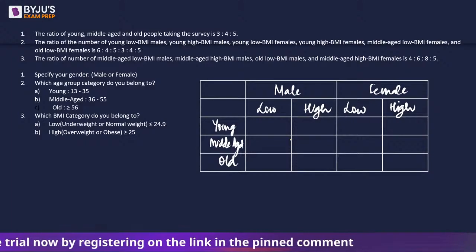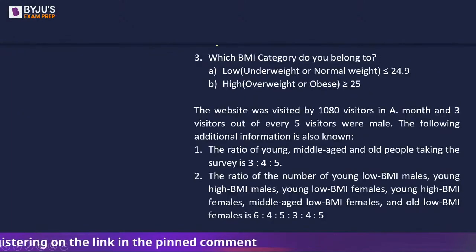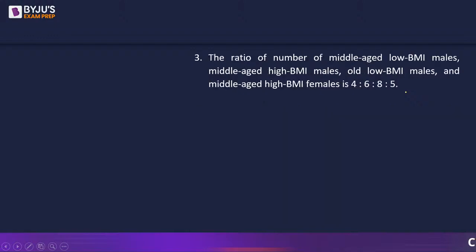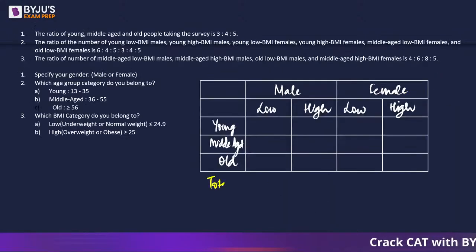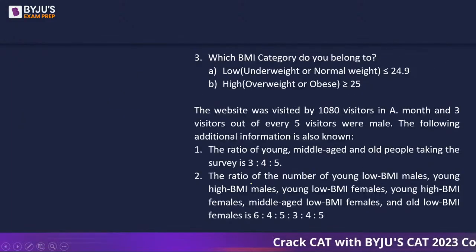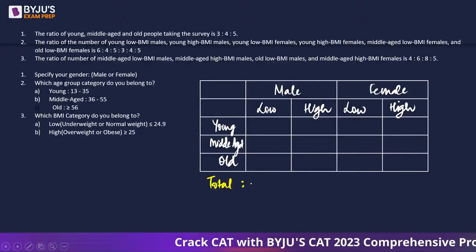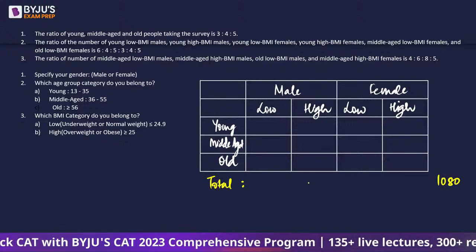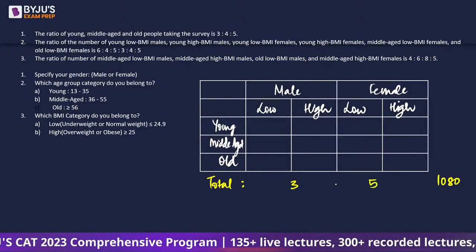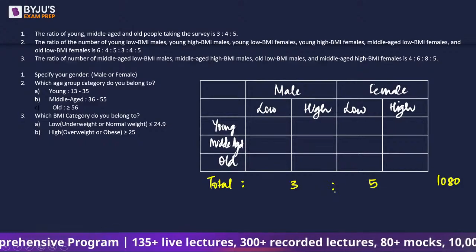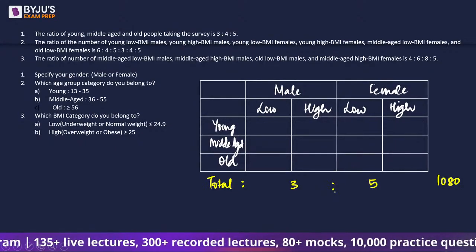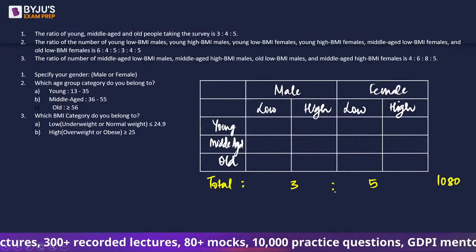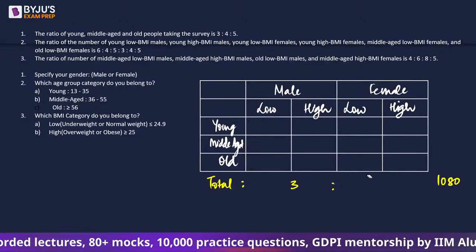Okay. Now, what else was given to us? That there are 1080 visitors in a month, and 3 visitors out of every 5 visitors were male. So the total number of male were 3 out of 5, and total जो है वो हमारे पास 1080 है. So can I say we need to divide 1080 in the ratio 3:5 first of all? So if you divide 1080 in the ratio 3:5, sorry, 3:2, not 3:5, 3:2.